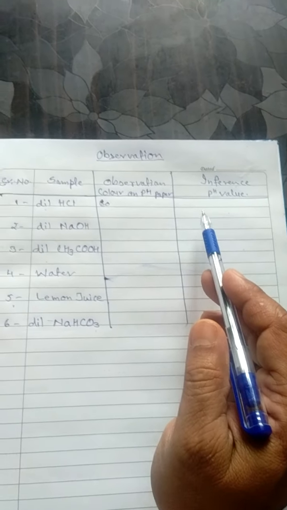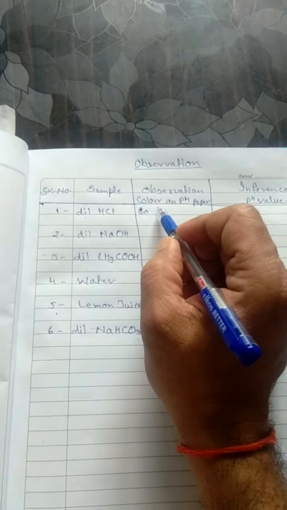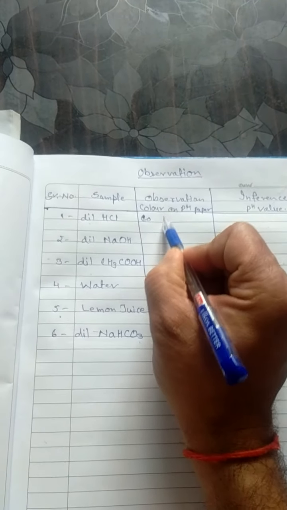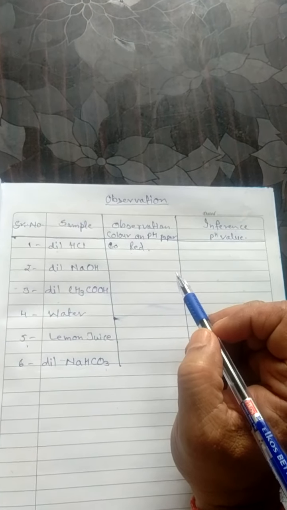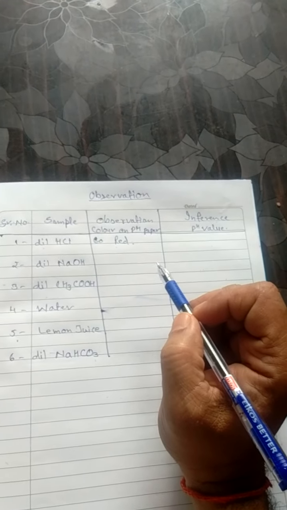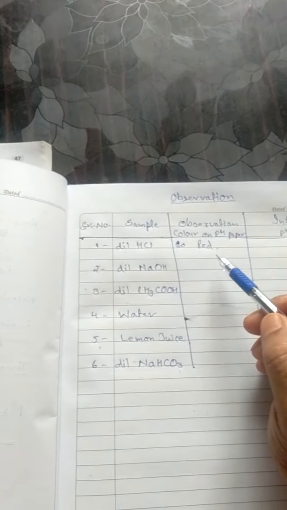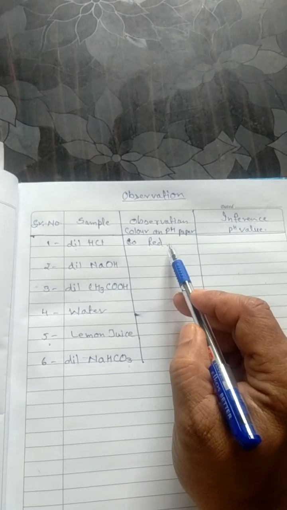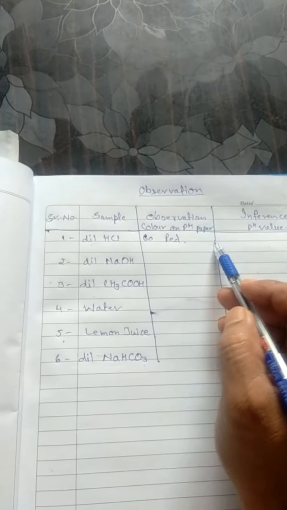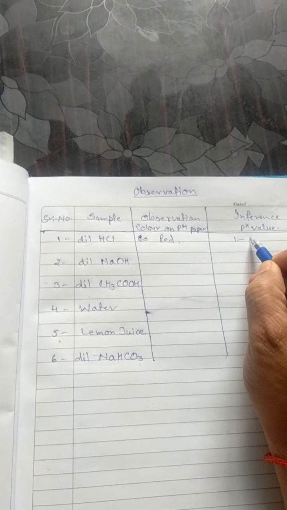sample. So, first one, dilute HCl, this will show reddish color. Sometimes, in case of a diluted solution, a mild reddish color may appear. If there is a strong acidic character, then a dark red color may appear. So dilute HCl will show reddish appearance on the pH paper and the universal indicator. This will show the pH range between 1 to 2.